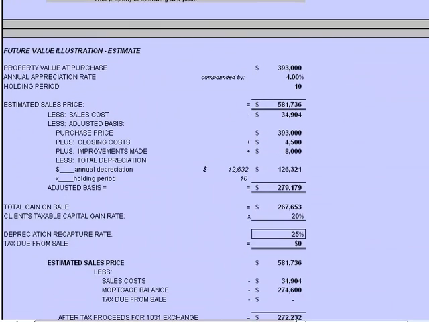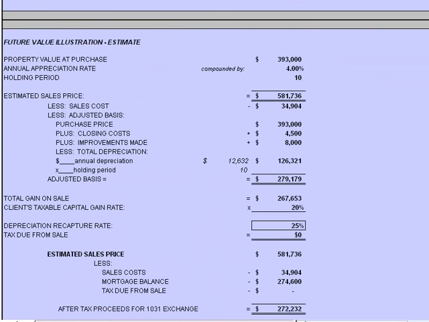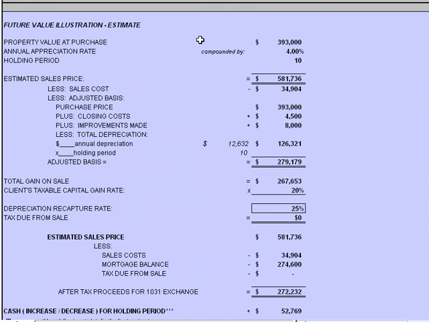Now let's look at the future value illustration, because this is key. This is where the rubber hits the road when we look out and project out over the holding period. At purchase, this property was worth $393. After we made some improvements, we assume it's going to grow at 4% annually for 10 years. So we're estimating that at the end of the holding period, the property is going to be worth around $581,000.